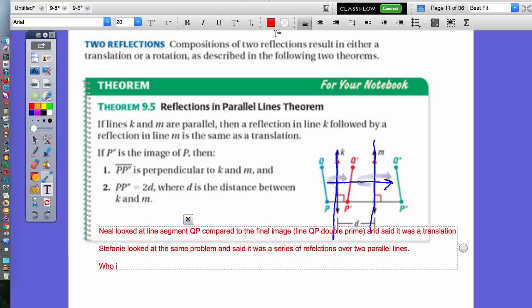Who is correct? So once again, Neil looked at the blue line segment and the green one and said, oh, that's a translation. Stephanie looked at the same problem and said it was a reflection over 2 parallel lines. Who is correct? They both are.